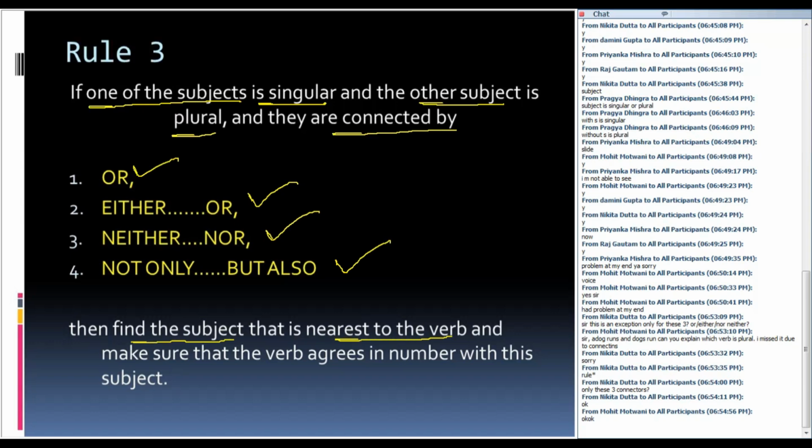You will find which subject is closest to the verb, and you will make sure that the verb agrees in number with this subject. So if the singular subject is closer to the verb, it will become singular. If the plural subject is closer to the verb, it will become plural. It's as simple as that. So one subject is singular, the other is plural, and they are connected by words like or, neither nor, not only but also. Then find the subject which is closest to the verb and make the verb agree in number with this subject. This is rule number 3.